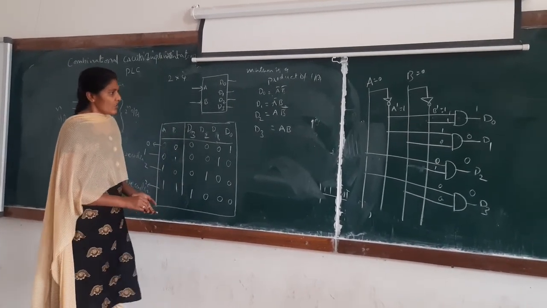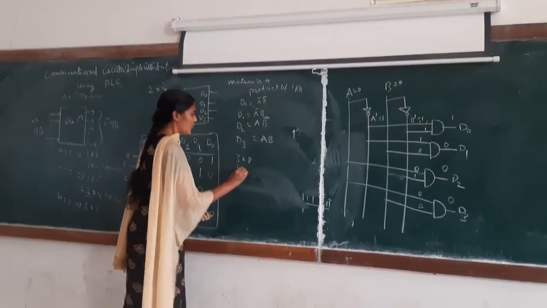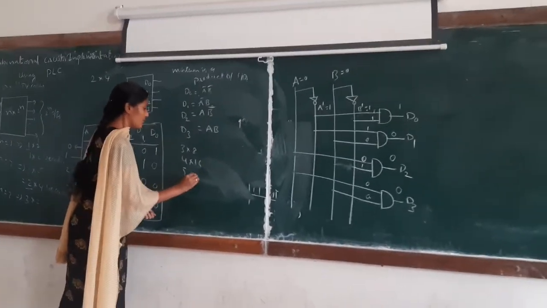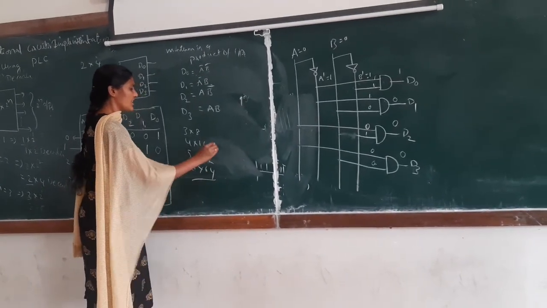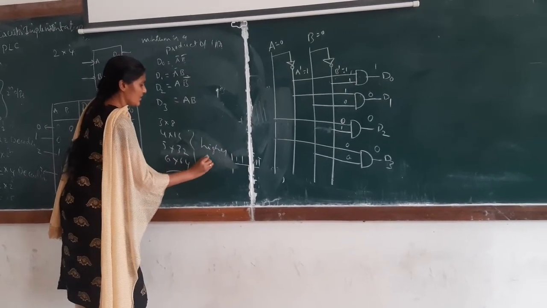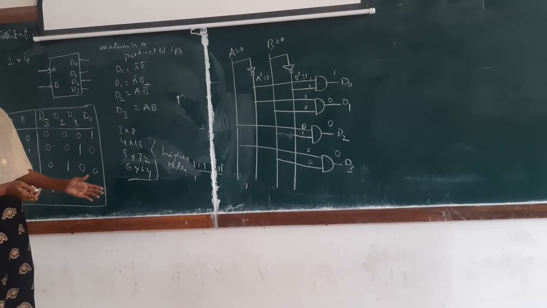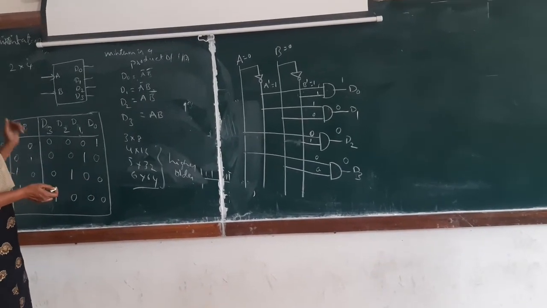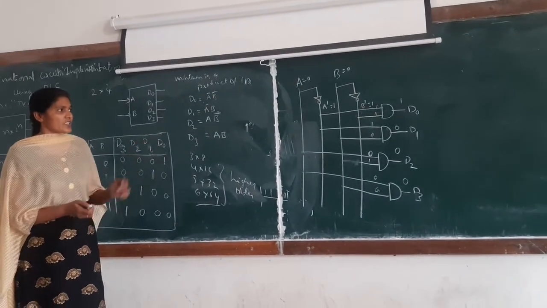We can also implement the 3 to 8 decoder, 4 to 16 decoder, 5 to 32 decoder and 6 to 64 decoder like this. So these are all the higher order decoders. Now the same example we can also implement using PLC. Let us see how we can implement a combinational circuit by using the PLC.